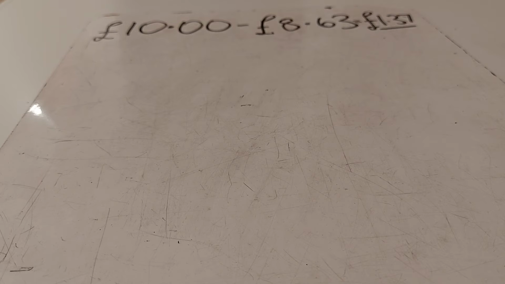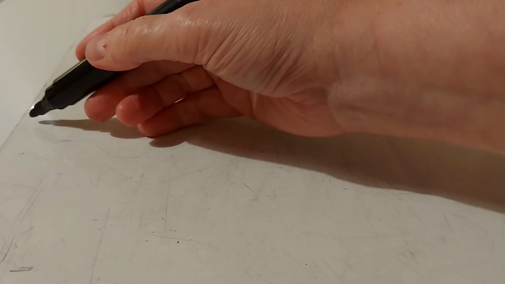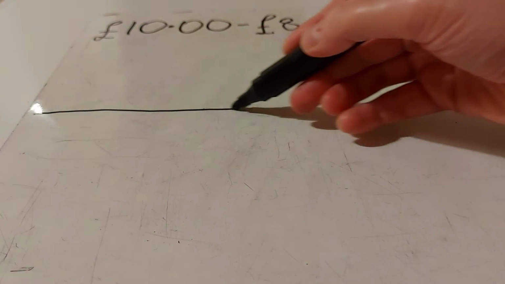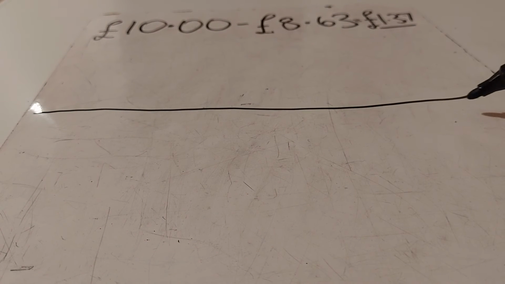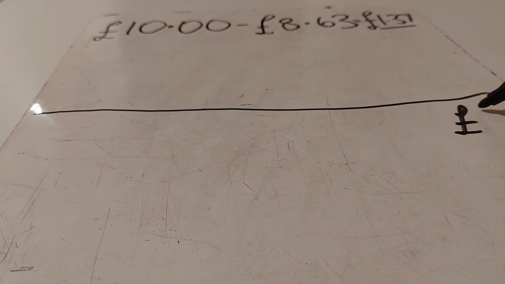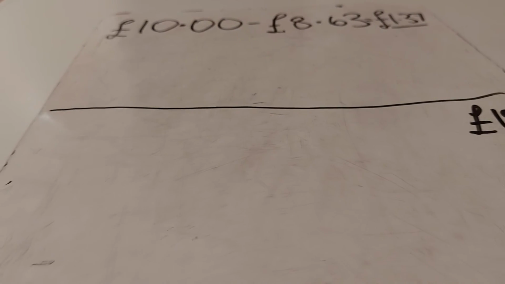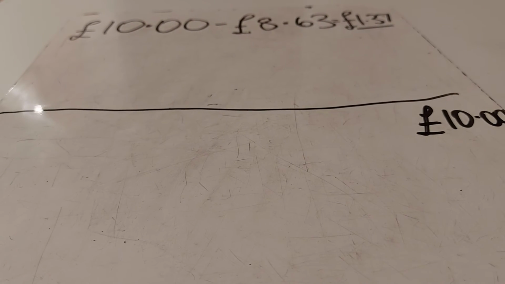Now, I've just realised it would be easier if I start lower down here so that you can see a bit better. So I'm going to draw the number line about here, and this time I put my first number here, and it's the larger number, which is £10. And I'm going to move the board so you can see that bit better. Wrong way. There we go.